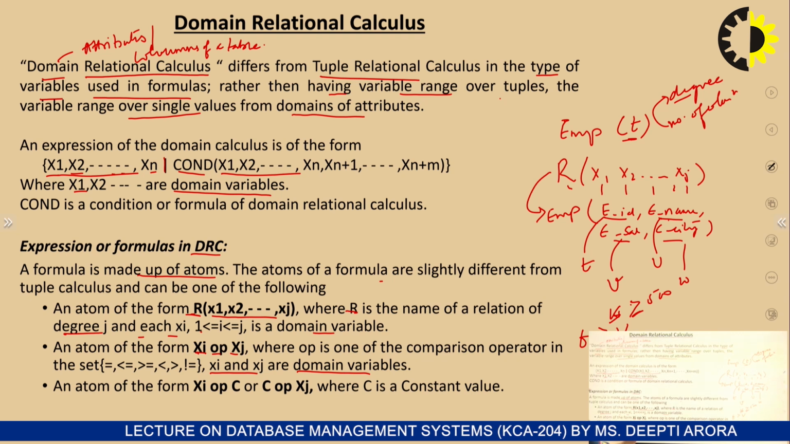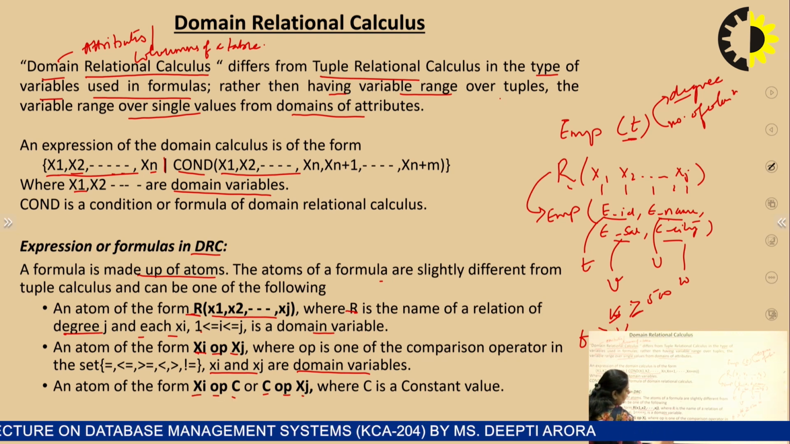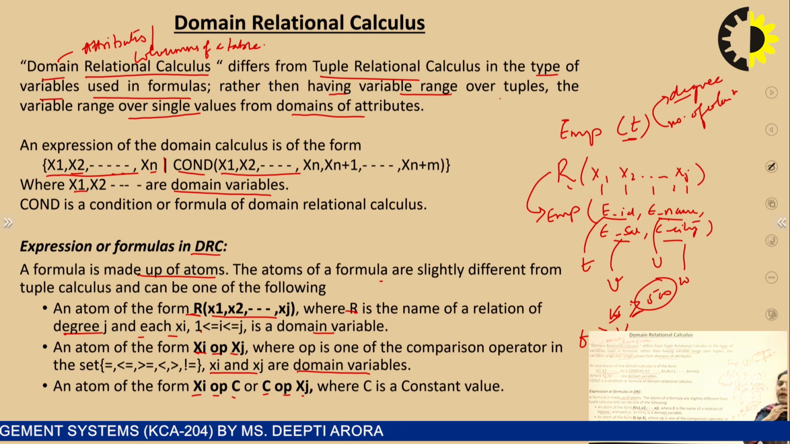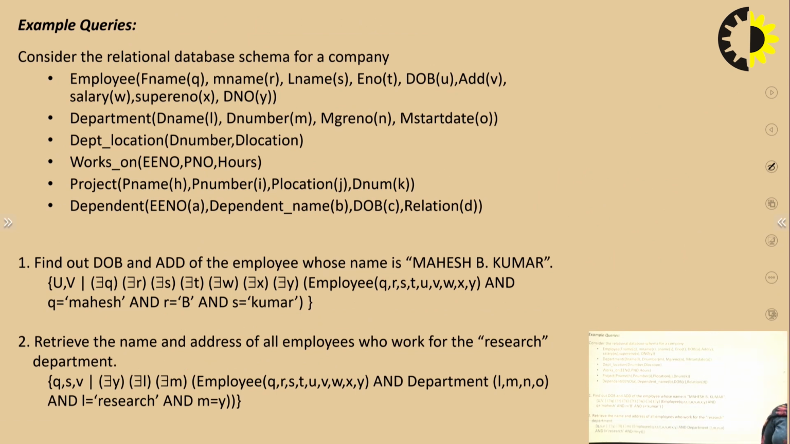So an atom of the form xi operator c or c operator xi, where c is a constant value. Here 5,000 is a constant value. So we can apply different operators between two different attributes as well as with a constant value. Let us see an example query, how we can solve this question using domain relational calculus.